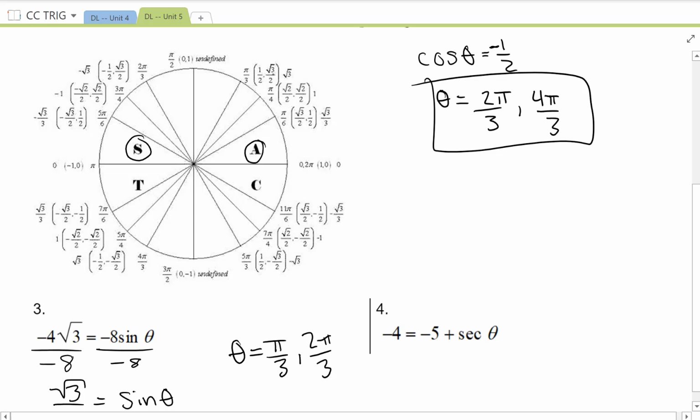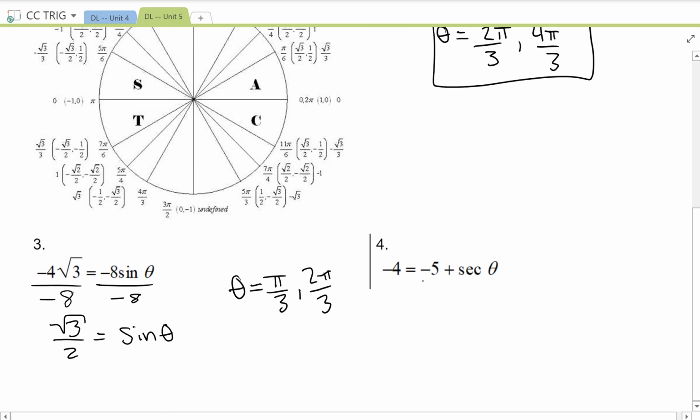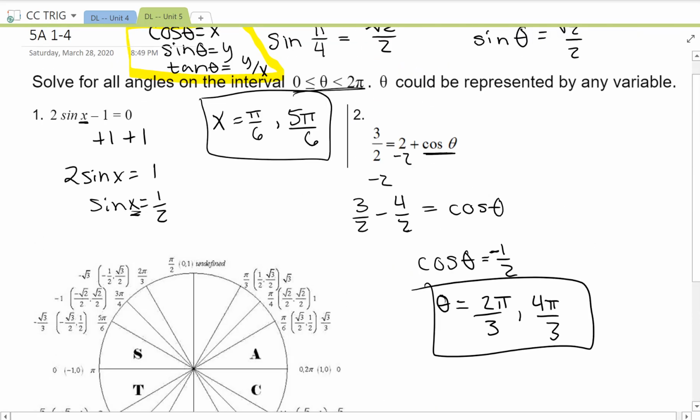Right here you can see your y value is √3 over 2 here, and your y value is √3 over 2 here. All right. Trying to get secant theta by itself. Add 5 on both sides. So that would be 1 is equal to secant theta. But what does secant correspond to?